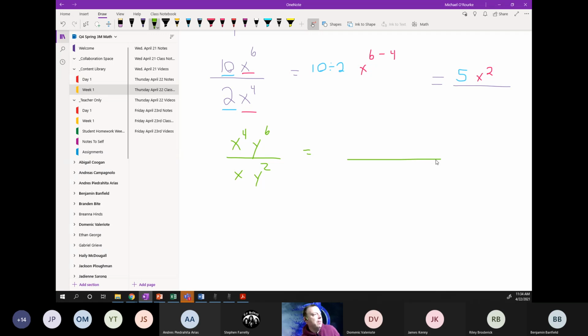You're half right, Abigail. You have to remember there's a 1 up there. But your y to the 1 was perfect. So that's going to equal x to the 3 y to the 4.